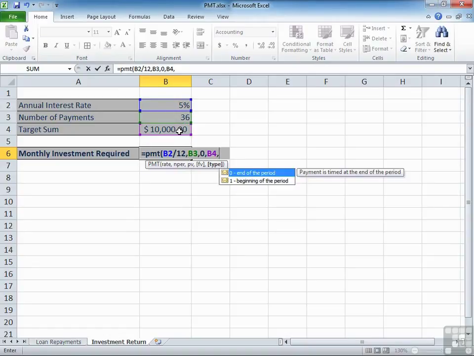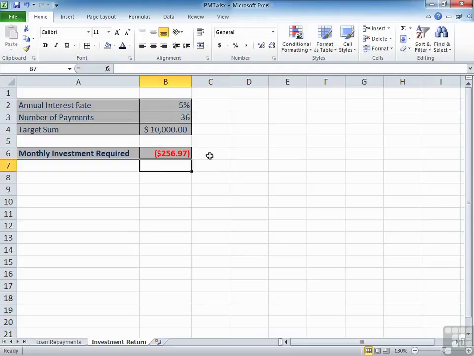And then the type is either a 0 or a 1. Is the investment payment here made at the end of the period or at the beginning of the period? Well, it's going to be made at the beginning of each month. So I put a 1 and then close. So it's the interest rate divided by 12, because that interest rate is an annual interest rate. How many monthly payments are you going to make? Is there an initial sum? No, there isn't. What's the final sum that we're aiming for? In this case, 10,000. And the type refers to whether the payment is made at the beginning or the end of each month, effectively, of each time period.